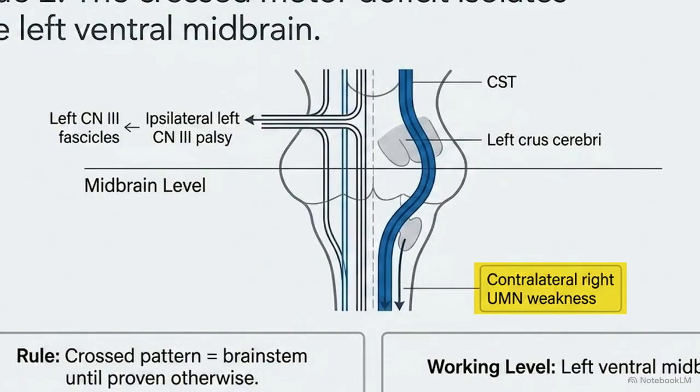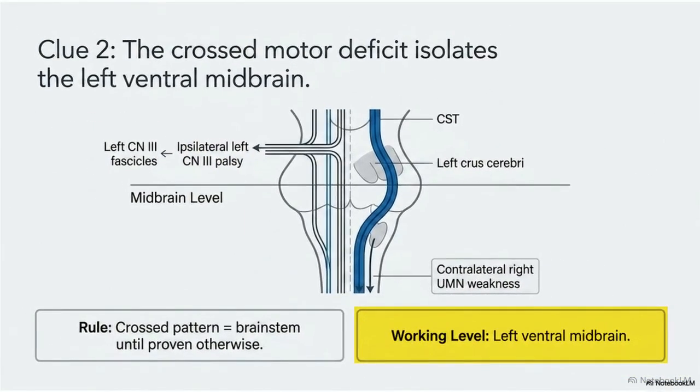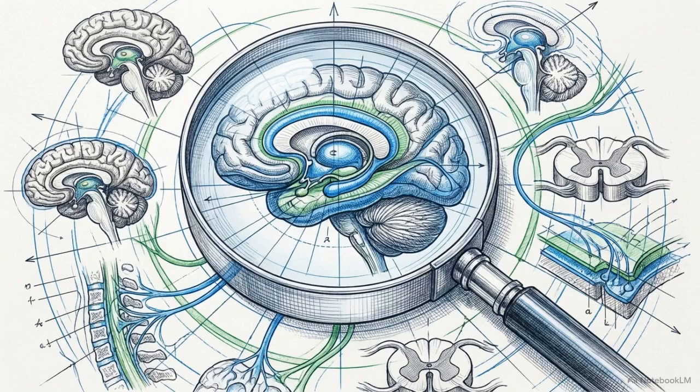The patient's right-sided weakness maps to the descending corticospinal tract, which sits directly adjacent to the damaged left cranial nerve 3. This crossed pattern provides a precise working coordinate: the left ventral midbrain. The structural alignment of these crossing pathways identifies a left ventral midbrain lesion as a primary cause of the patient's collapse. We must now determine if the sensory data supports this midbrain hypothesis.